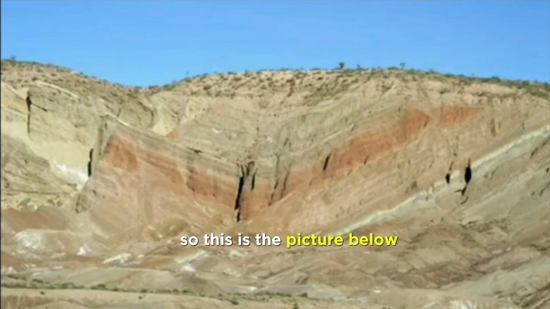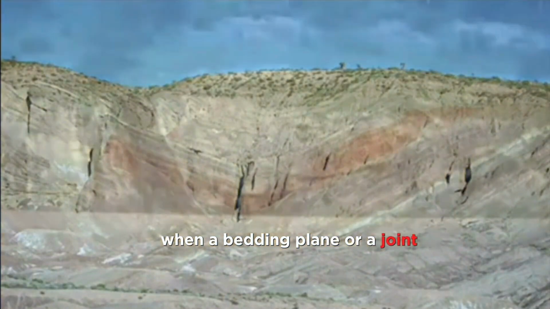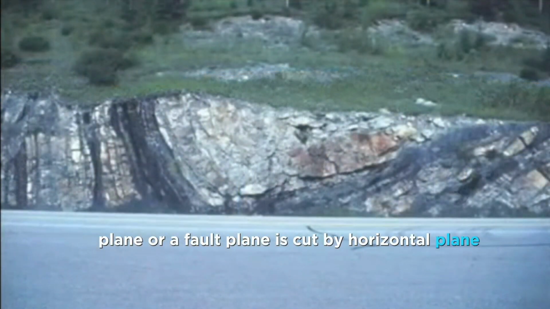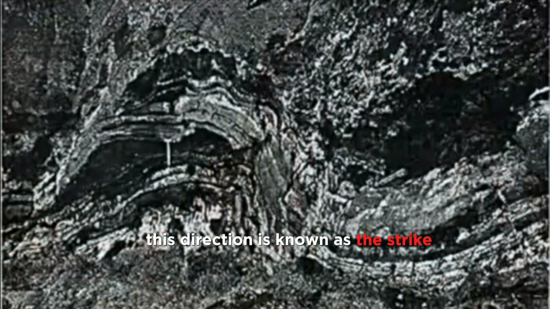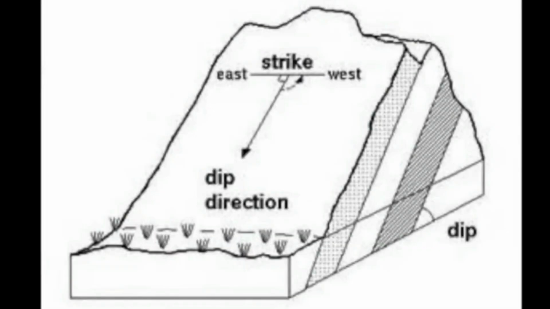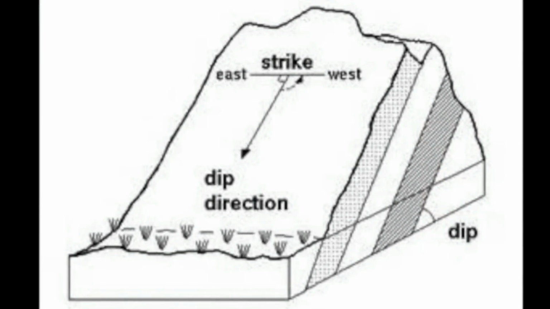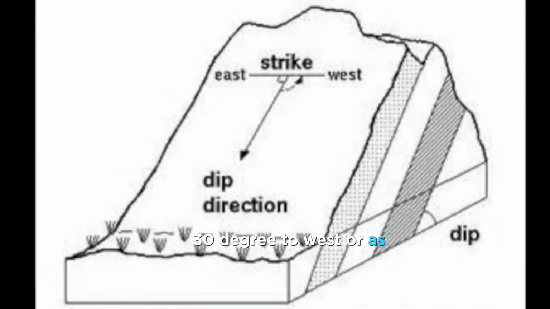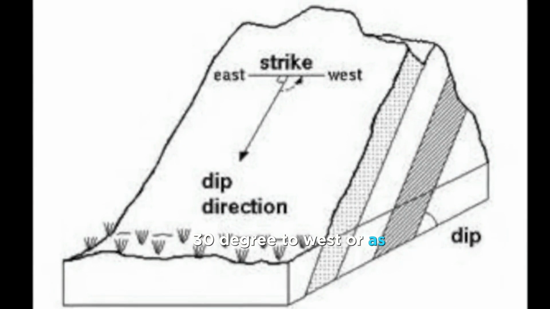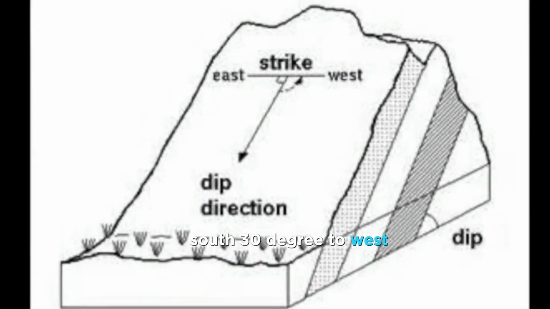Strike. So this is the picture below. When a bedding plane or a joint plane or a fold plane is cut by a horizontal plane, a line of intersection will be obtained at the surface. This direction is known as the strike, or the direction of the strike, or the line of the strike. Strike direction can obviously be represented as north 30 degrees to west or as south 30 degrees to west.